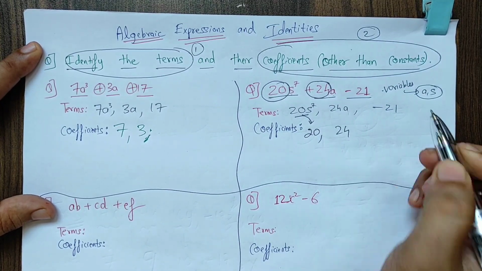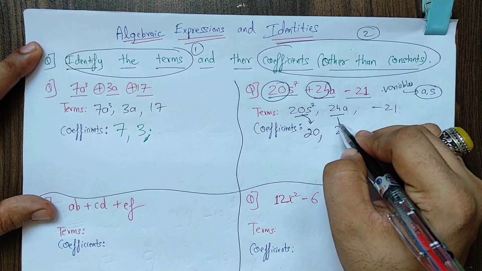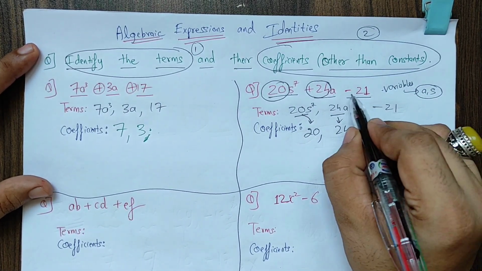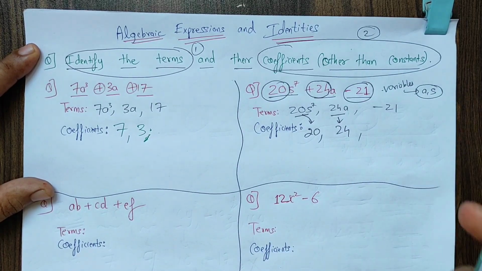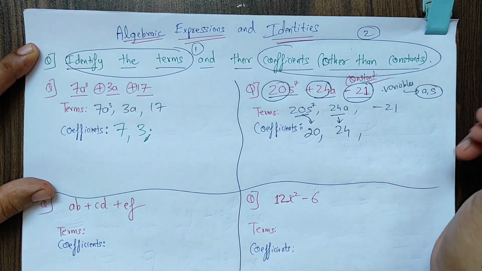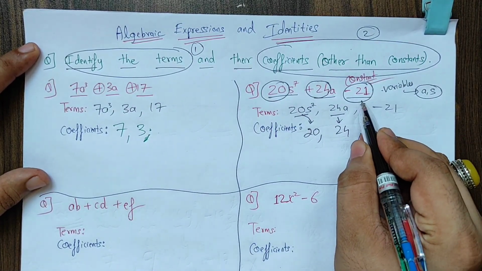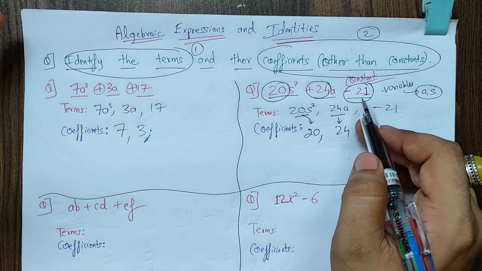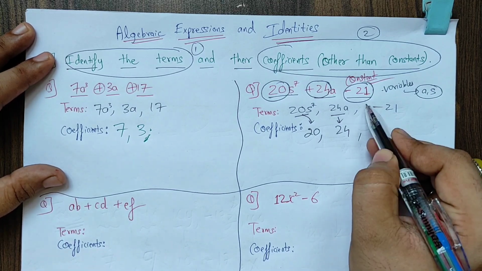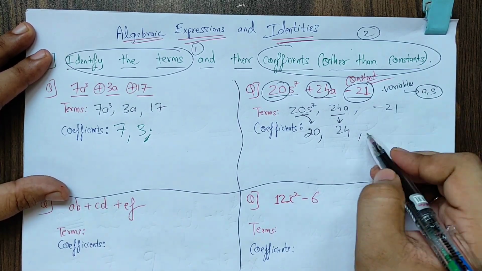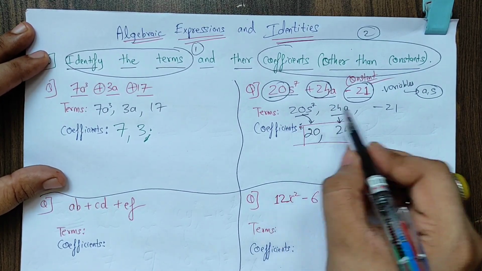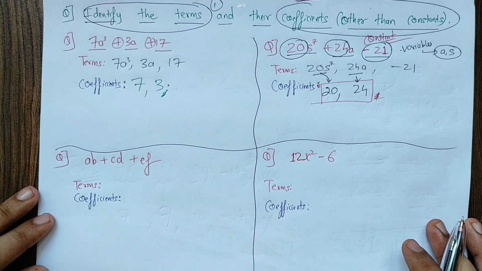So here 24 will be the answer, the number. And over here, pay attention please everyone, it's minus 21, and minus 21 we can clearly see is a pure constant term. Why? Because it does not have any variable, neither s nor a nor any alphabets. So minus 21 is a pure constant term, so there will be no coefficient coming over here. So that's it, all of you. So 20 and 24 are the coefficients, and the terms are these many. Okay, let's proceed ahead, all of you.